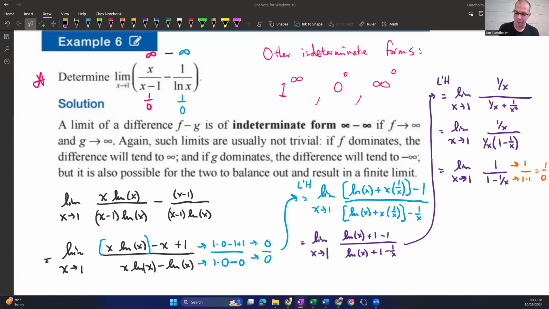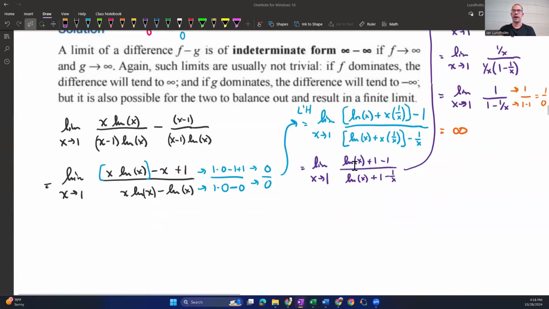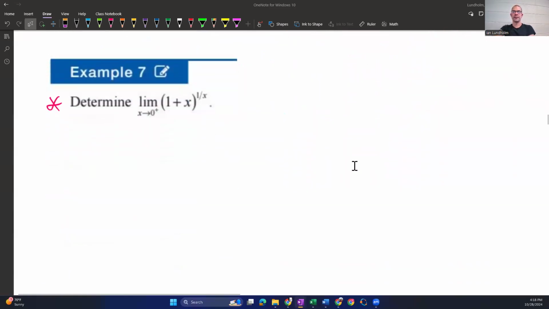Since 1 over 0 would be a fraction that continues to get bigger the more that x gets closer to 1 here, we would write that this is infinity. It diverges. Yeah, that's cool. Let's keep going.